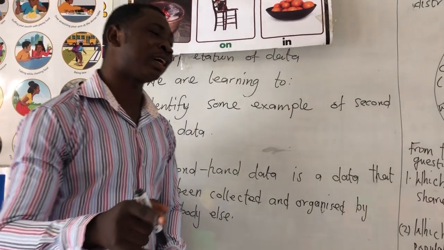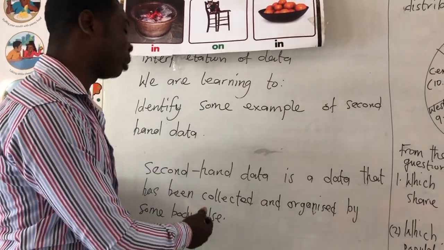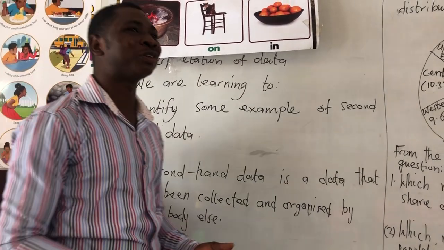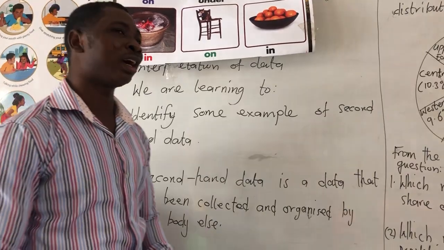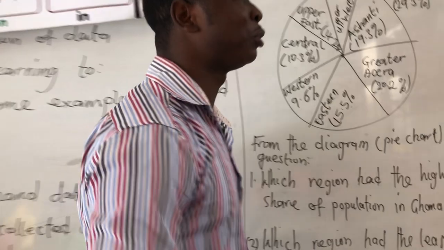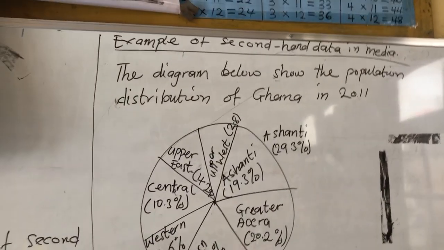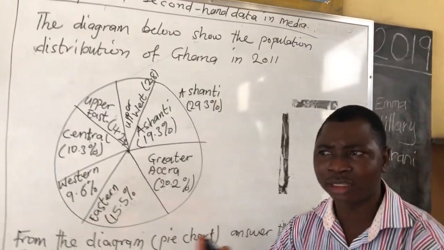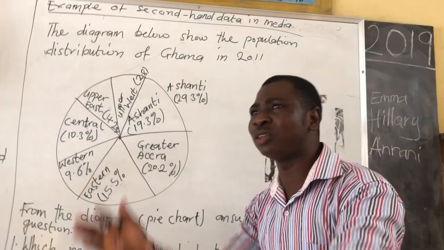Second-hand data is data that has been collected and organized by someone else or somebody else. So we just want to talk about one example, and then we move on. When you hear the word second-hand data, it's data not collected by you. Data collected by someone else becomes secondary data.